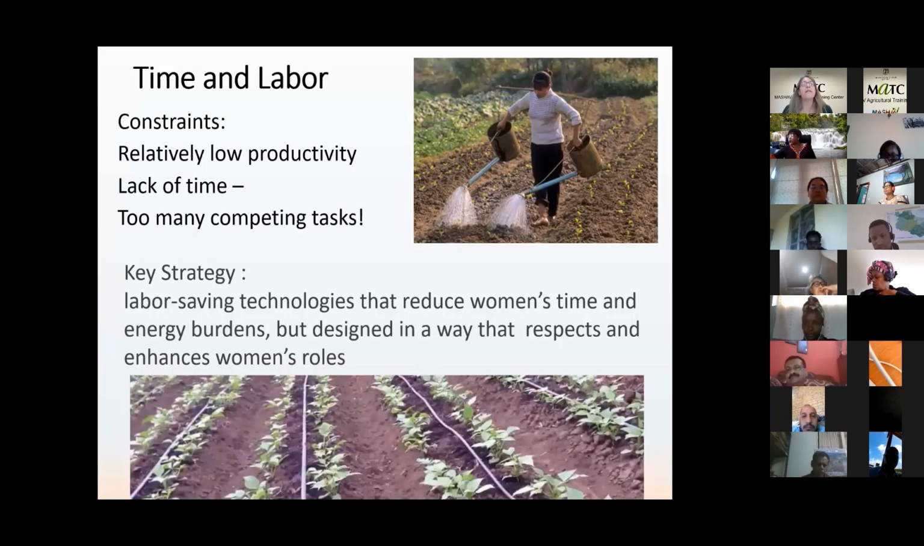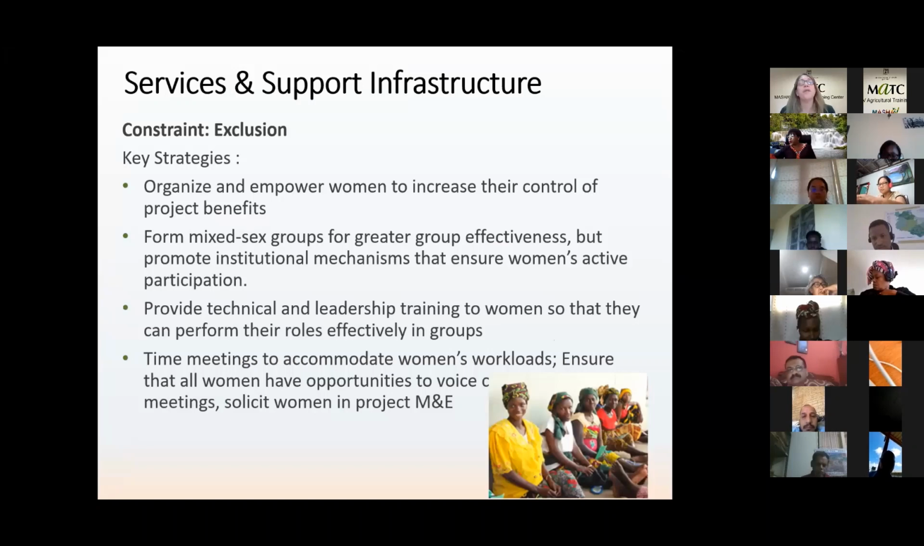Okay. Finally, we have the services and supports infrastructure, with a big constraint that is the exclusion of women. So the question is, what can we do? And here, the project has a very important task and role, and that is to organize and empower women to increase their control of projects and the benefits of the projects.